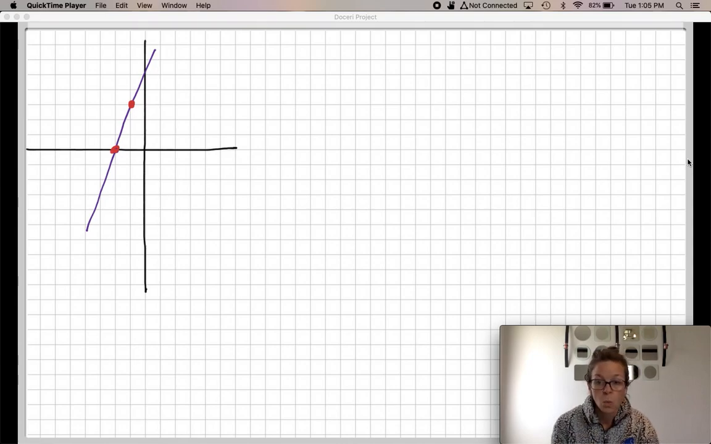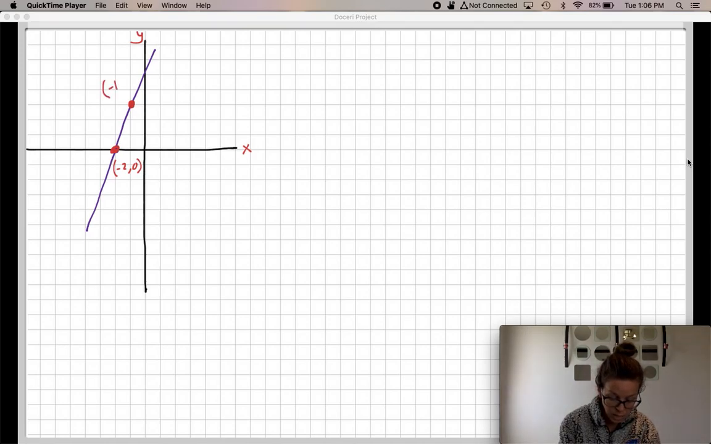So then what we could do is give those points an x comma y value. This would be -2, 0, because remember x, that's our over, and y is our up. So we could name that point, and then we could name this point x is -1 and y is 3, and we could use that slope formula on them.